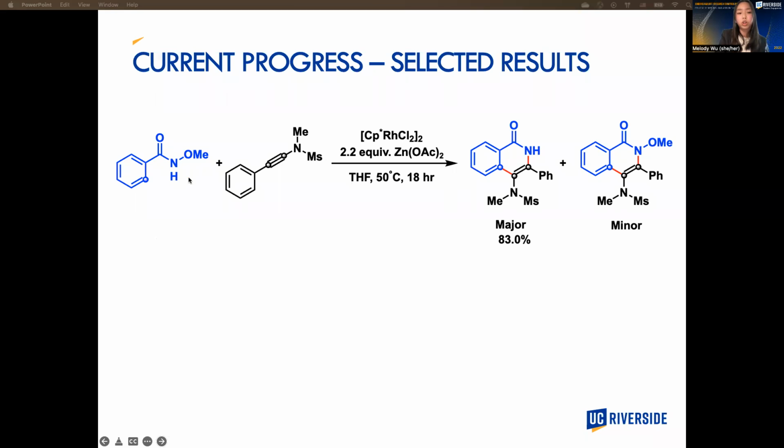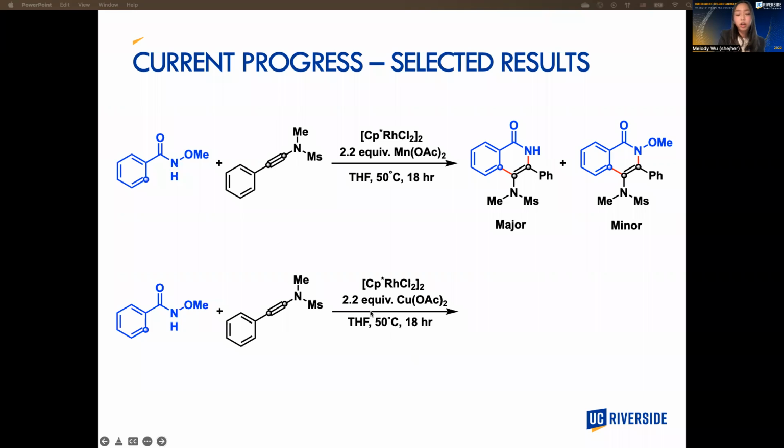Instead of this original NOMe benzamide, we fluorinated it, and that gave us about 56% NH product. We also tried it with an NO-PIV benzamide, and that gave us about 19.8% major. Reverting back to our original benzamide, we also tried it with manganese acetate, and that gave us about 43.2% NH product.